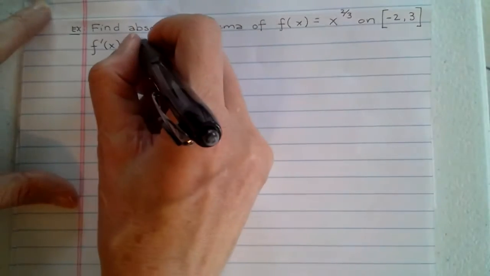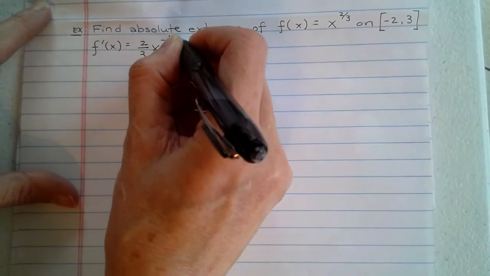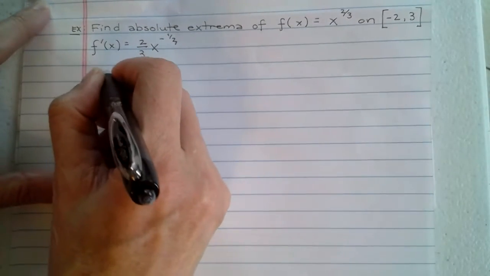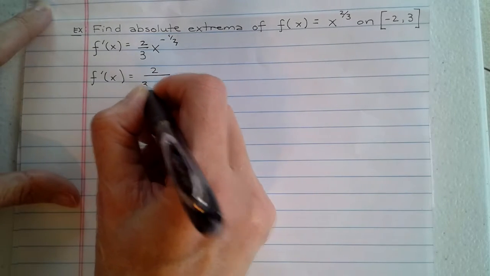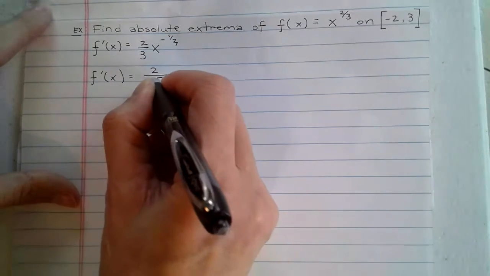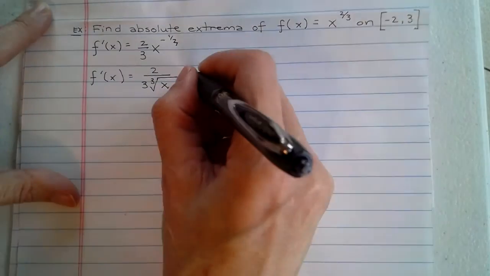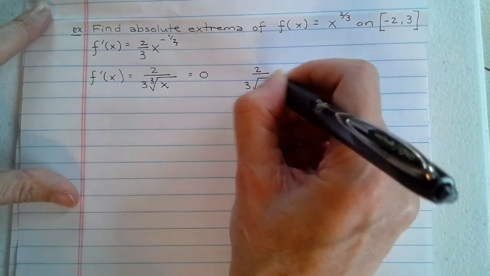So let's see, I'm getting 2/3 x to the, drop it down a power, so that's -1/3. And if we need a better look at that, I'll rewrite it so we can see that that's really just 2 over 3 times the third root of x. Okay, so that's what we got. We need to figure out where that would equal 0 and where that might be undefined.